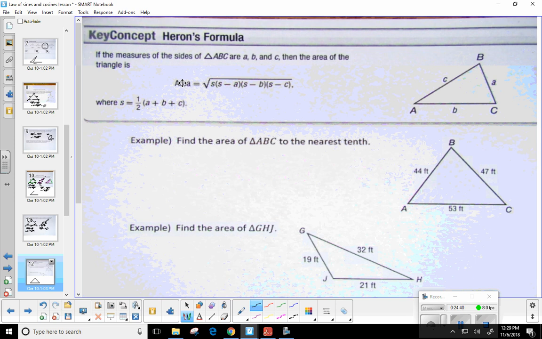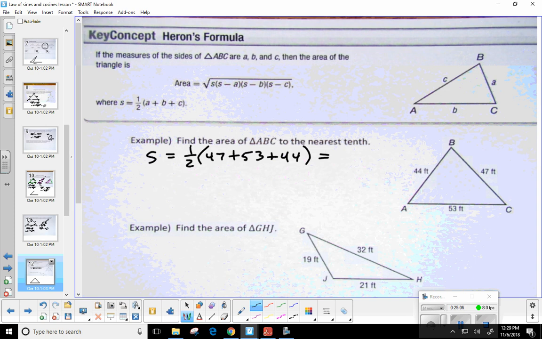Find the area of triangle ABC to the nearest 10th. So I've got 44, 53, and 47. Now, before I can plug into the formula, I'm going to go ahead and figure out what S is. So S equals 1/2 A, and the order doesn't matter, but I'm going to keep it so here: 47 plus B, 53, plus C, 44.